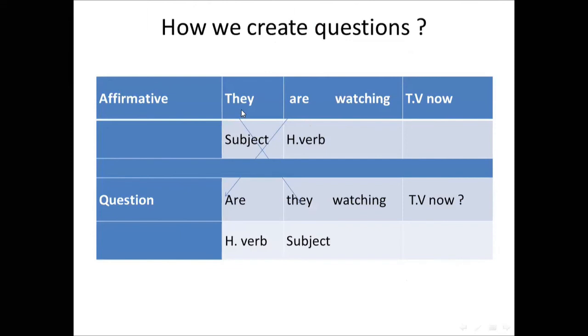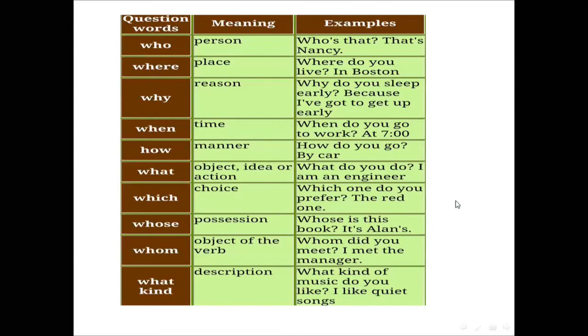We have two kinds of questions: yes or no questions and wh questions. If you want to form a yes or no question, for example, they are watching TV now. Here, you have to start your question with the helping verb are, is, or am, then the subject, then the verb. Are they watching TV now? You can answer yes, they are, or no, they aren't.